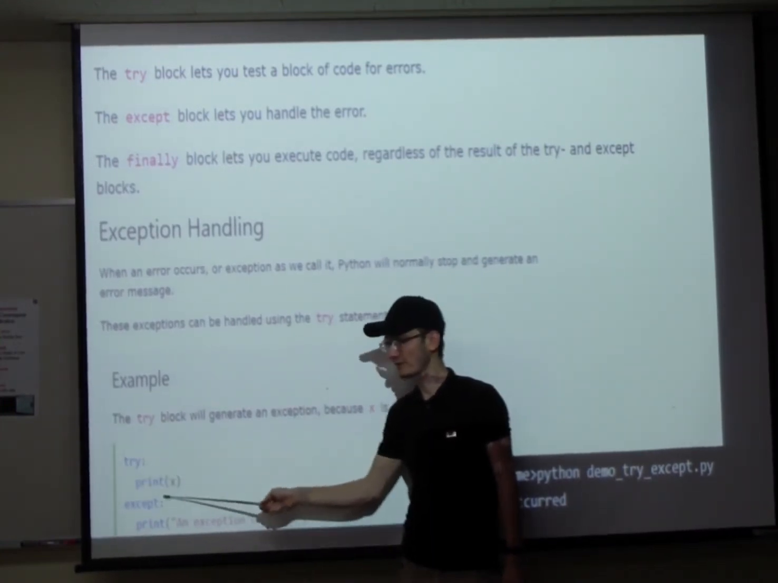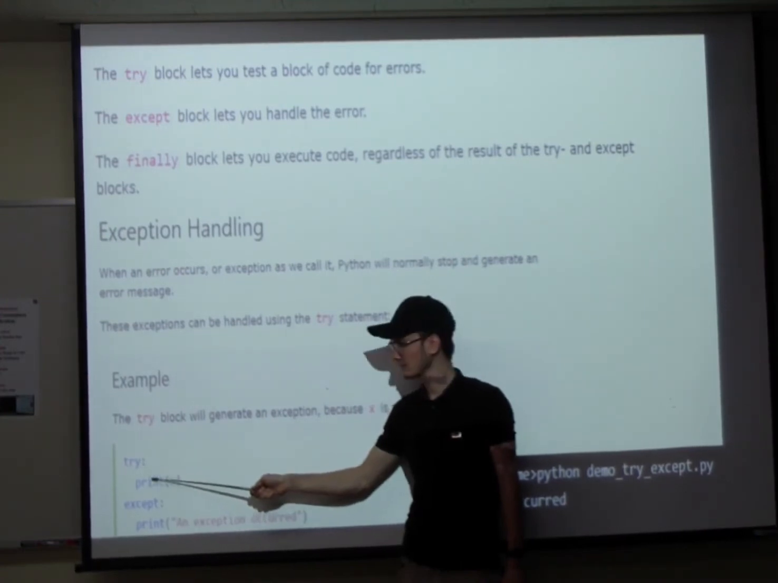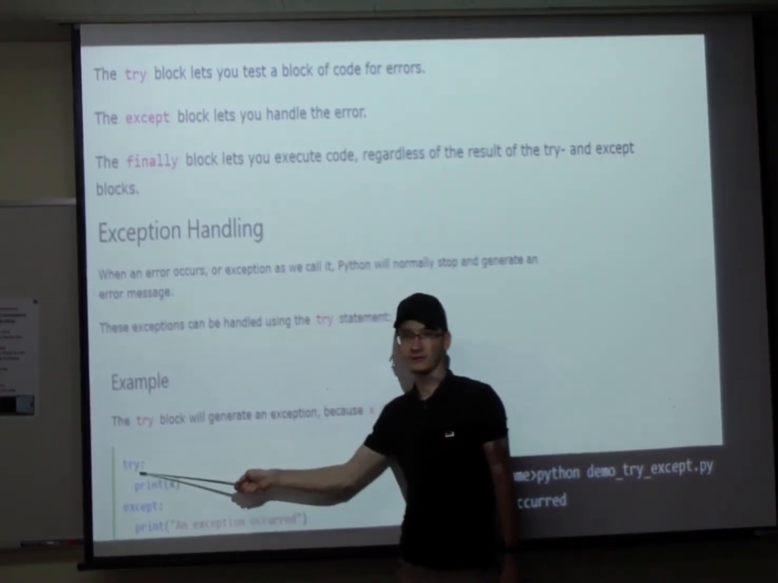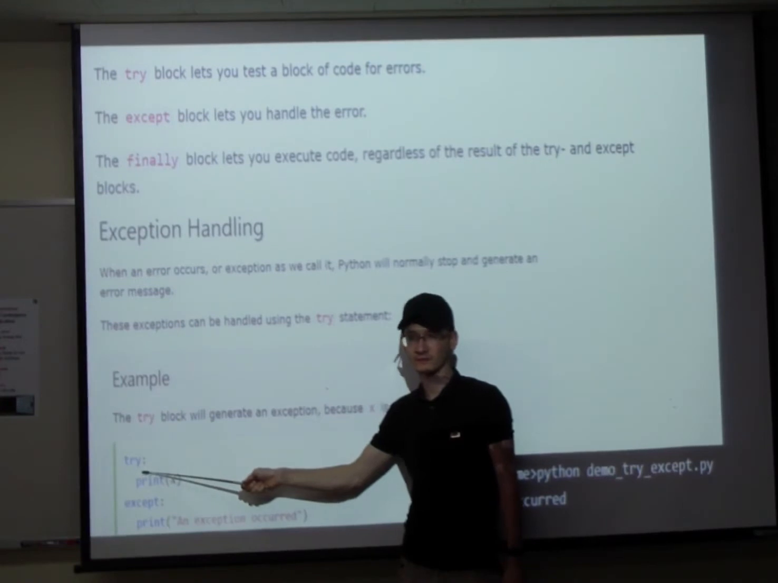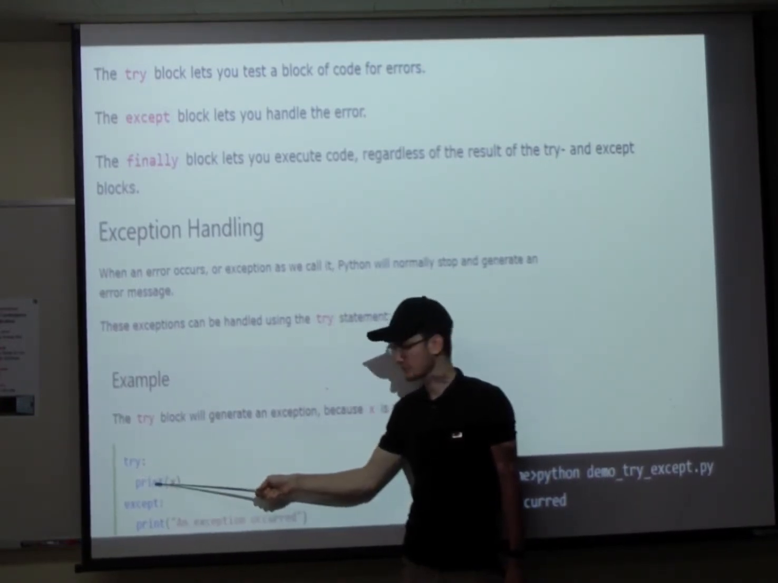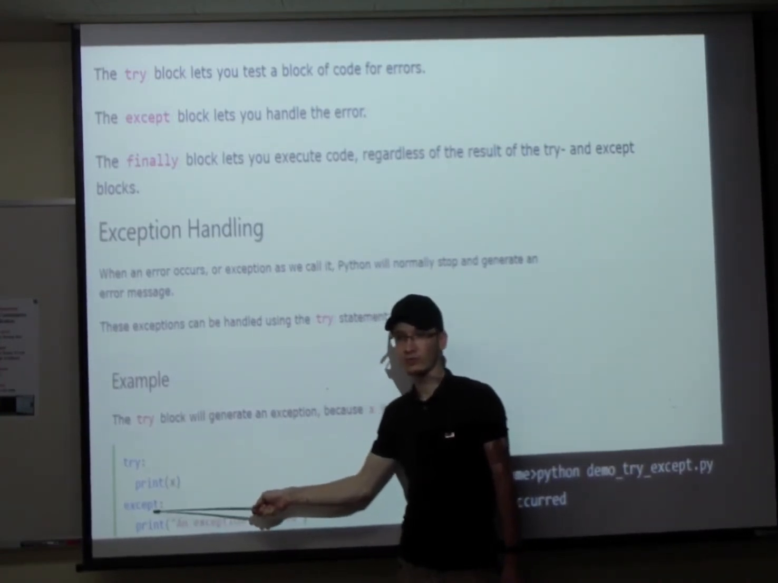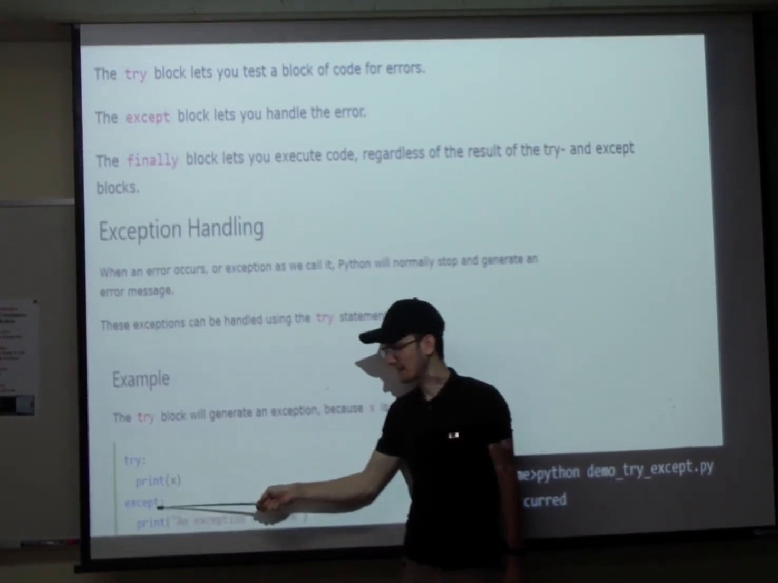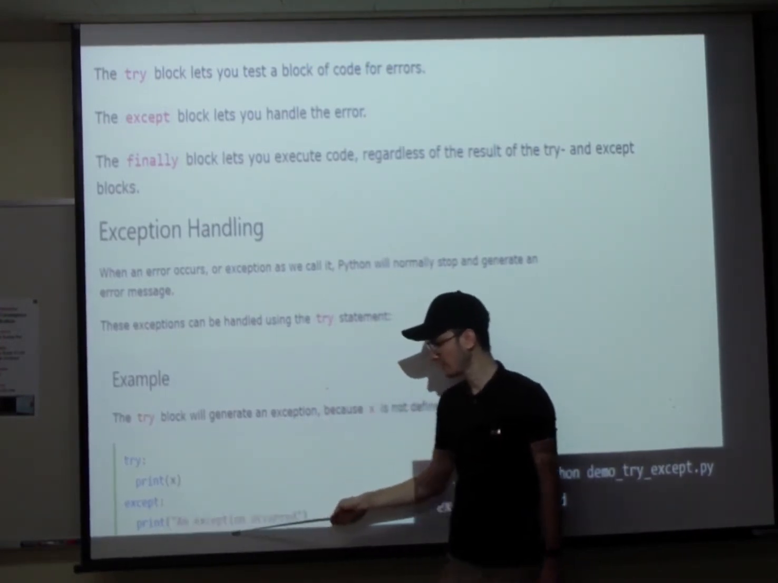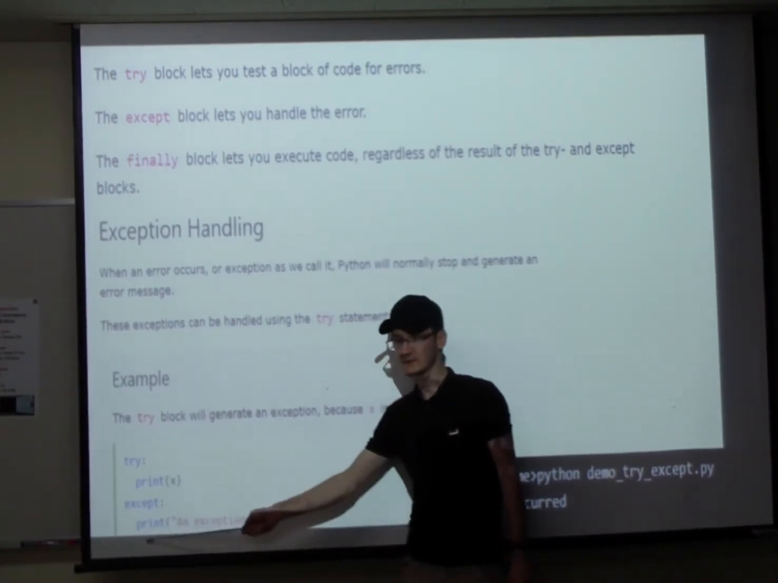We are just trying this code, whether this code has error or not. This try function will help us with this. Yes, we have error, so this except block will start to work. Inside the except, we wrote print an exception occurred. So this code will be executed.